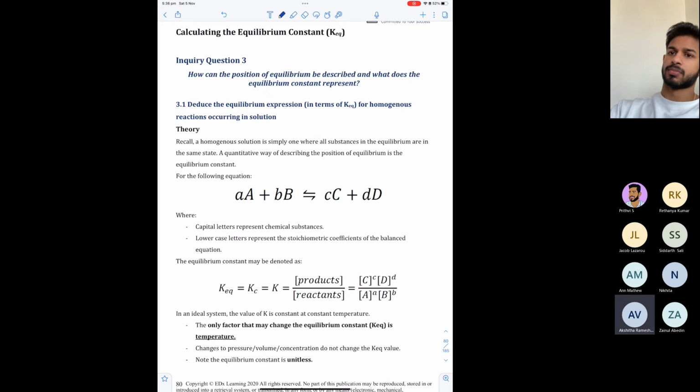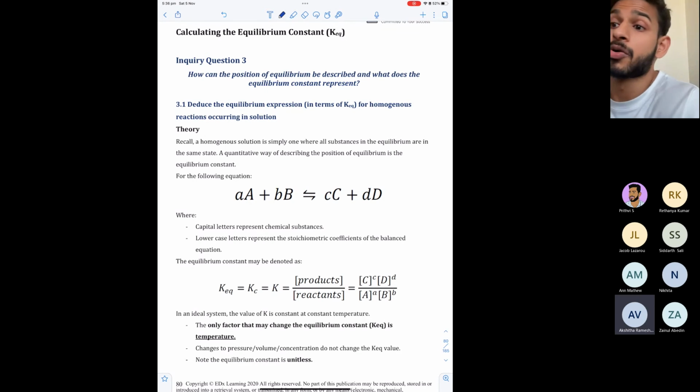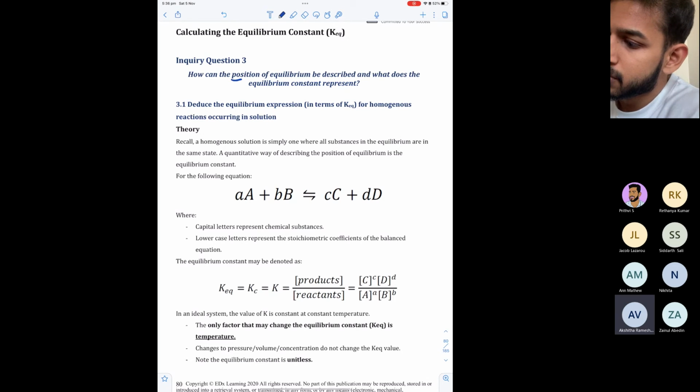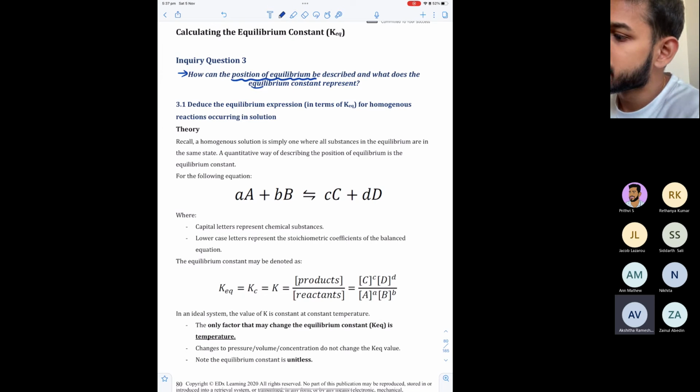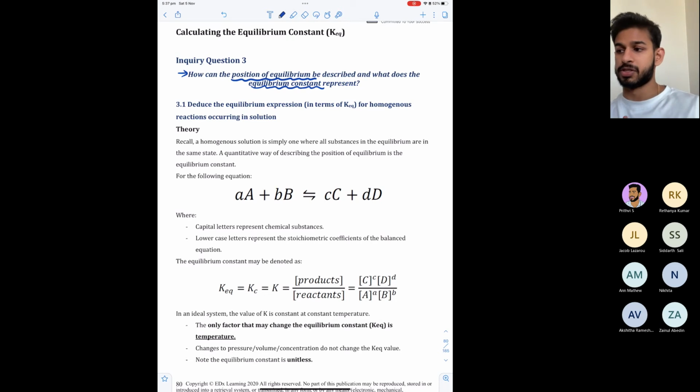The inquiry question, not the dot point. Where's the, was it? Yeah. Oh yeah. How can the position of equilibrium be described, and what does the equilibrium constant represent? Good. So it's telling you two things. You need to know what the equilibrium position is, and then we'll talk about the equilibrium constant.